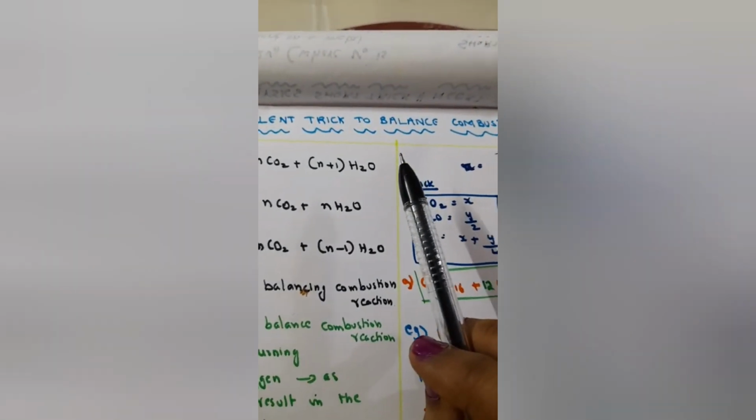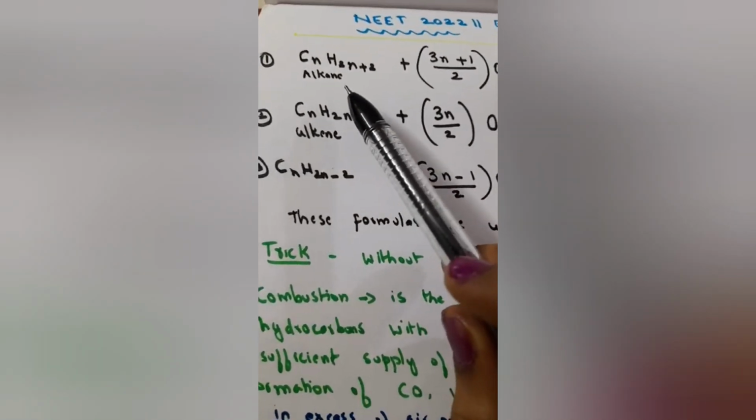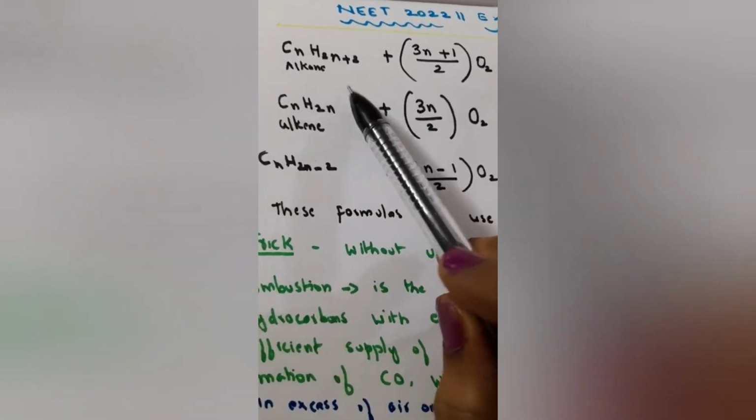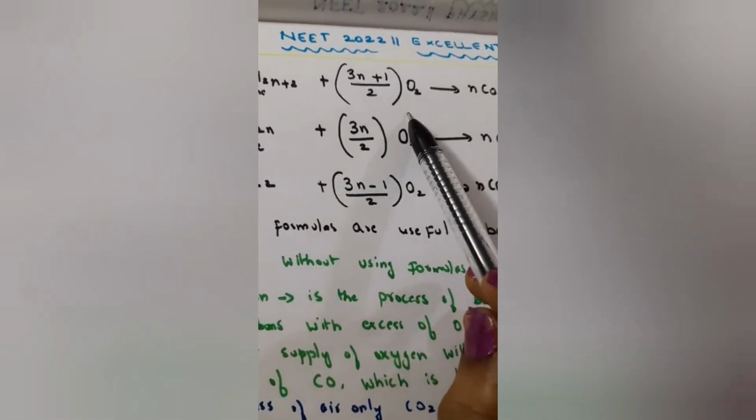We are going to learn an easy trick to balance combustion reactions. So, how will you do it? Normally, we have some formulas for balancing combustion reactions. If it is an alkane, CnH2n+2, plus (3n+1)/2 O2, giving nCO2 plus (n+1) H2O, that is one equation.